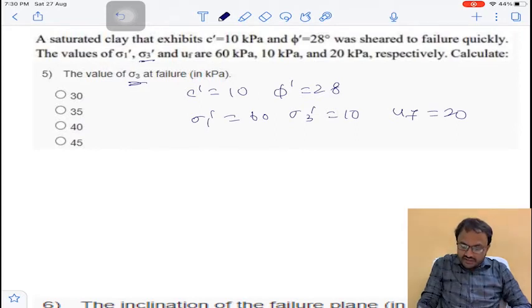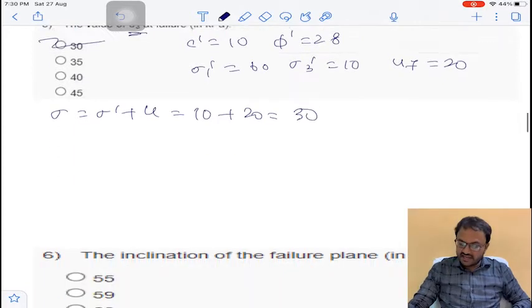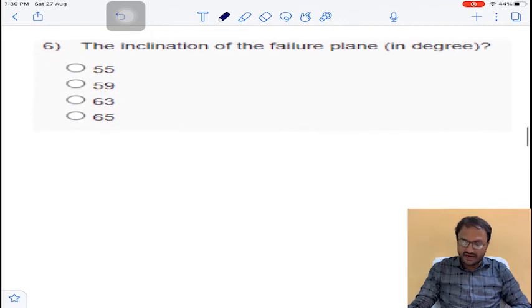So total is equal to effective plus pore water pressure. So effective sigma 3 is 10, pore water pressure is 20, 20 plus 10 is 30. Answer A for question number 5. Coming to question number 6, the inclination of failure plane in degrees.